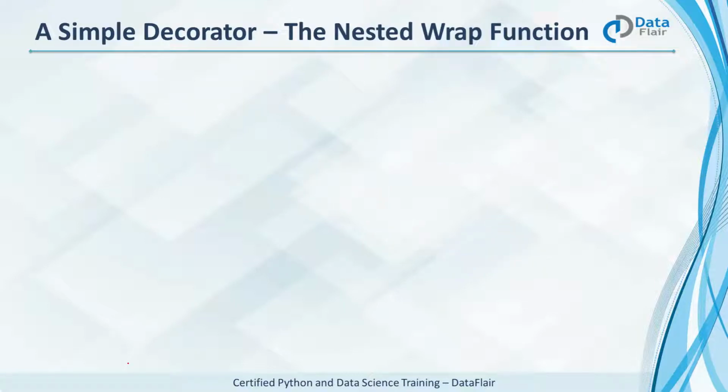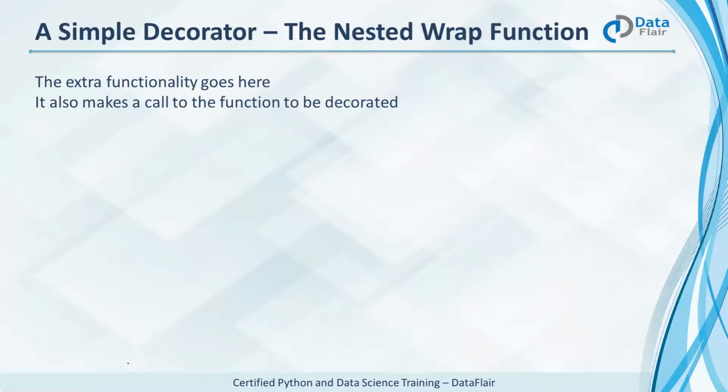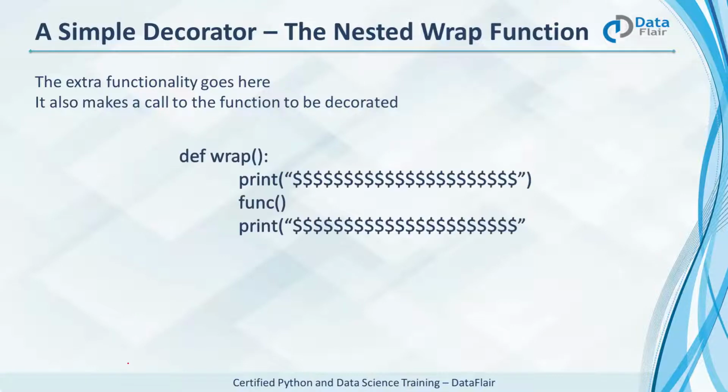Okay, now the wrap function inside decor. This is where we declare what to do to the function we're decorating. This is also where we make a call to the function we want to decorate. This function prints out two lines full of the dollar sign and makes a call to the function it decorates. This is between the two lines. And then decor returns wrap.